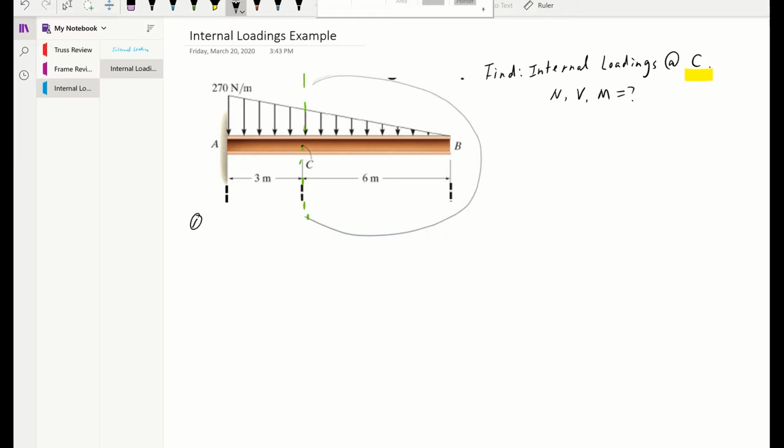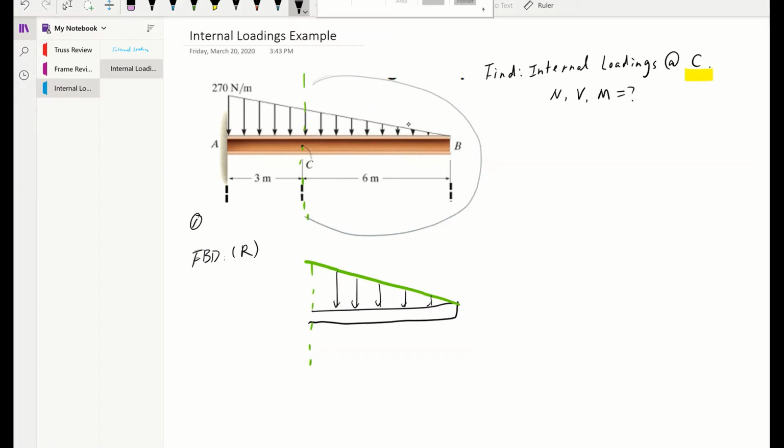we're going to draw our FBD for the right side. What do we have? We'll have this beam, and we also have this cut, right? What forces do we have on there? We'll have this distributed load, with all those forces going downward.